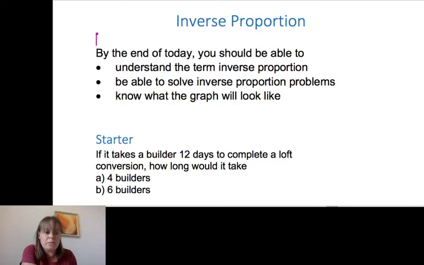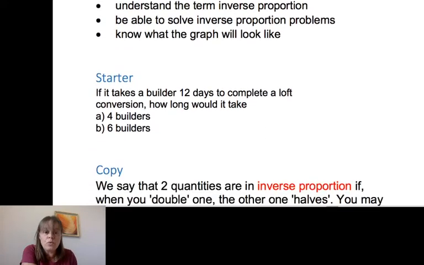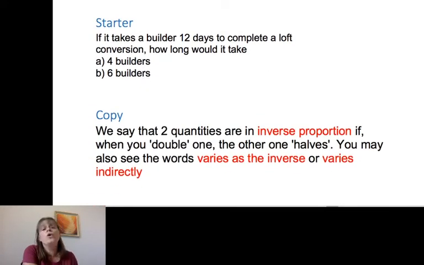An inverse proportion is when I double one thing, the other thing halves. Or if I triple one thing, then the other thing gets divided by 3. So if I've got 5 times as many builders, I would expect my loft conversion to take a fifth of the time to build. So the next thing you need to do is just stop the video and copy that statement there. The other words we might use are, instead of inverse proportion, you might see the words varies as the inverse or varies indirectly, all mean the same thing.